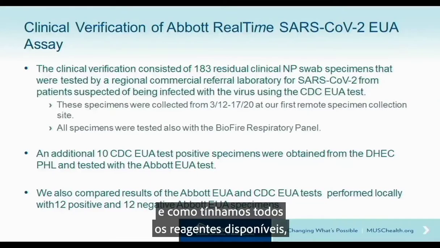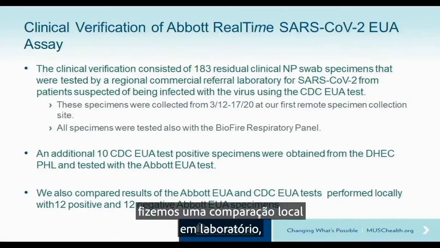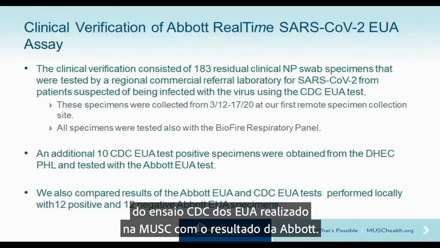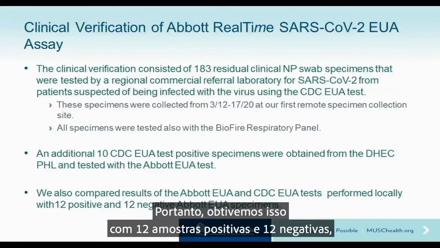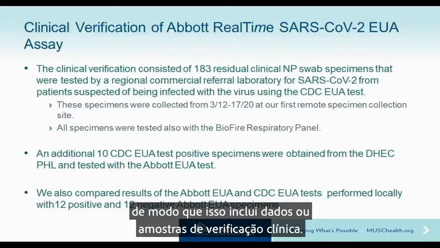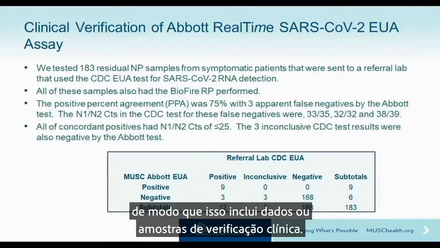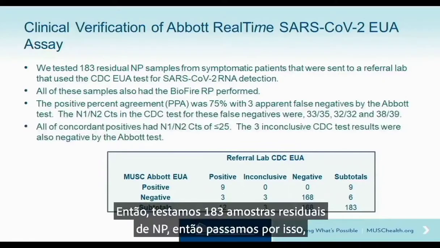And since we had all of the reagents on hand, we did a local lab comparison, if you will, of the CDC EUA assay performed at MUSC with the Abbott results. We did that with 12 positive and 12 negative specimens. So that comprises a clinical verification data set of specimens. So we did 183 residual NP samples. So we've been through these 2 points.